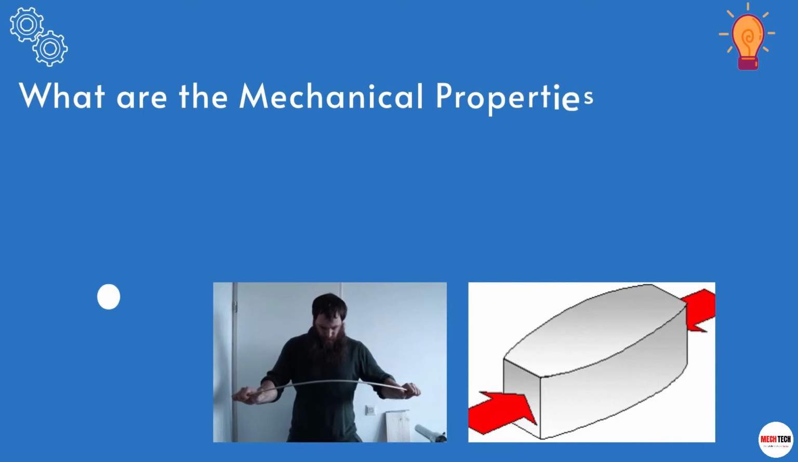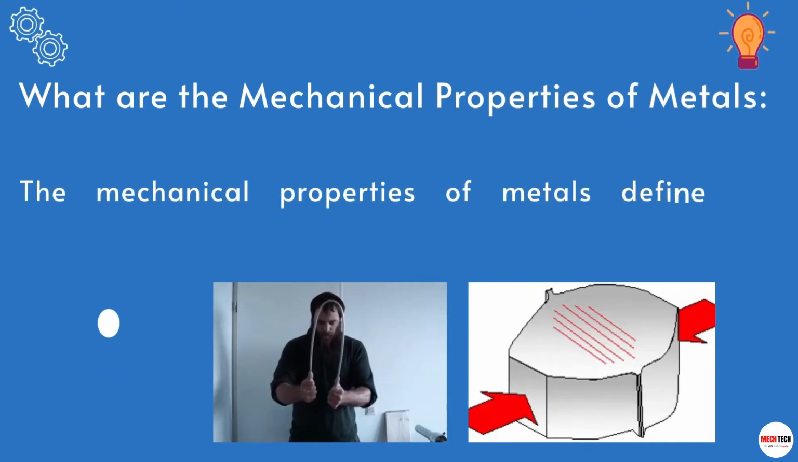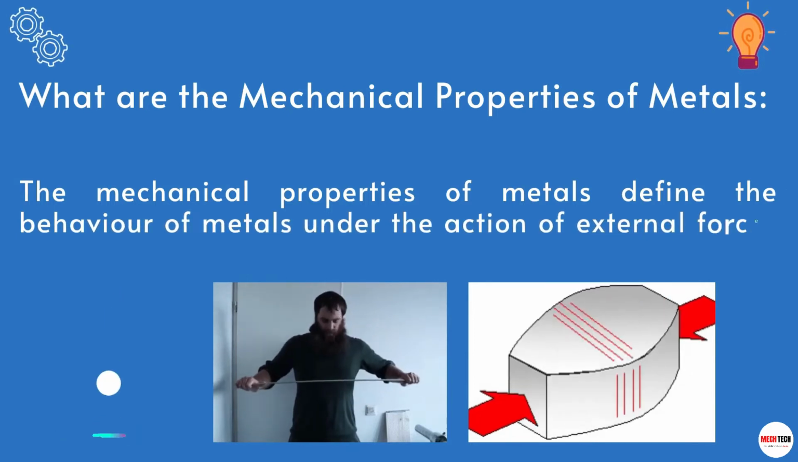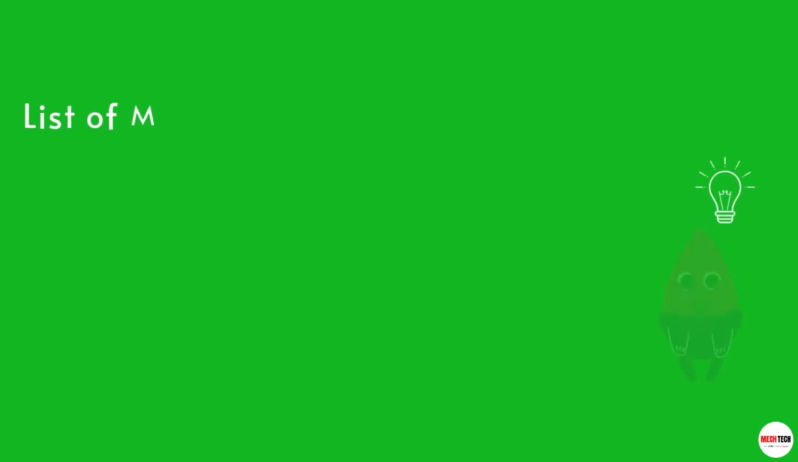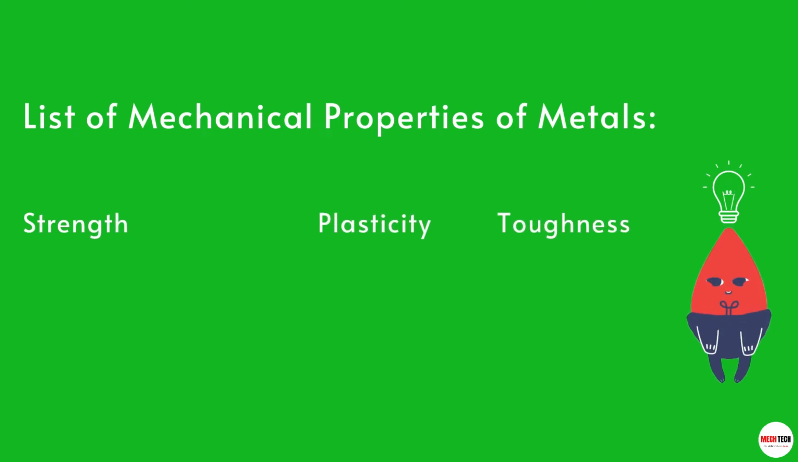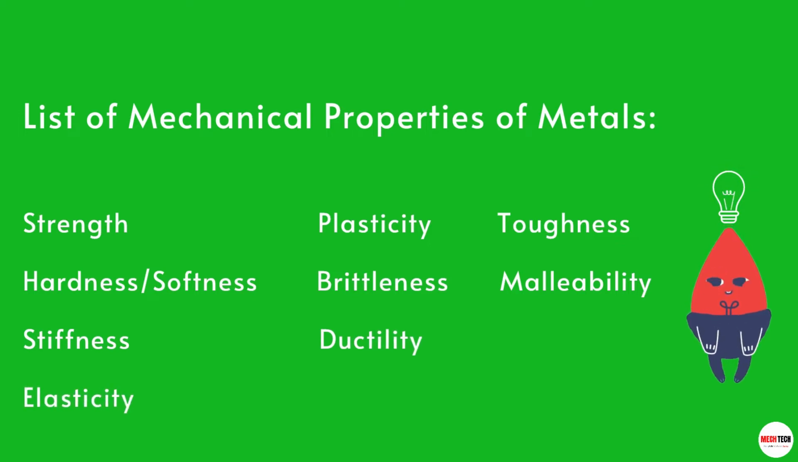What are the mechanical properties of metals? The mechanical properties of metals define the behavior of metals under the action of external forces called loads. List of mechanical properties of metals: strength, plasticity, toughness, hardness, softness, brittleness, malleability, stiffness, ductility, elasticity, fatigue.